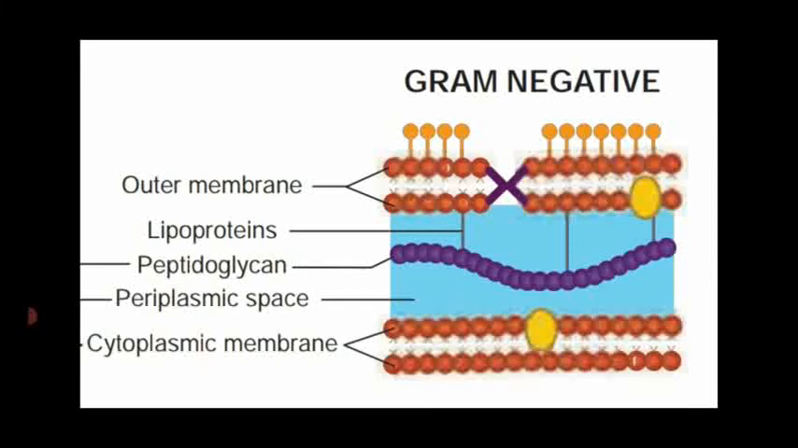Then protein substance is also present in the cytoplasmic membrane, that is the plasma membrane, and the outer membrane is also having protein substance. But in the gram-positive bacteria, only the inner cytoplasmic membrane has the protein molecule. The outer membrane is absent. That is said to be the difference between gram-positive and gram-negative bacteria.